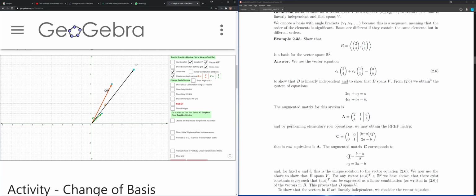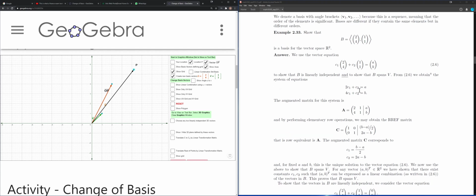What that tells me is that C1 is equal to (B minus A) over 2, and C2 is equal to 2A minus B. If I put the (B minus A) over 2 in over here, and I put the 2A minus B in for C2, you realize that when you expand out that left-hand side, you're going to end up with A and B over here.